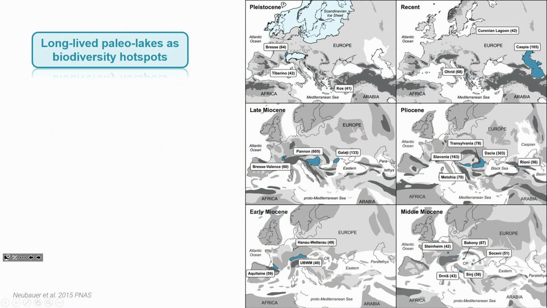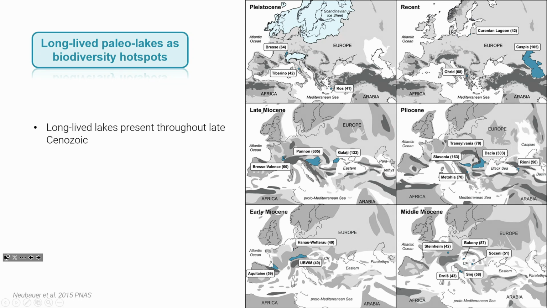But still, a lot of the hotspots that we had in the late Cenozoic are linked to long-lived lakes, or at least long-lived systems. Can also be a brackish embayment, like, where is it? The Dacian Basin. Sometimes in the latest Pliocene, early Pleistocene, it was a lake, but before that it was basically mostly a brackish embayment.